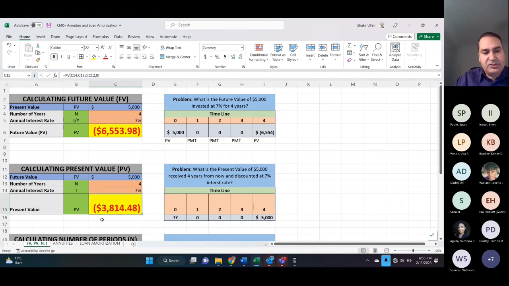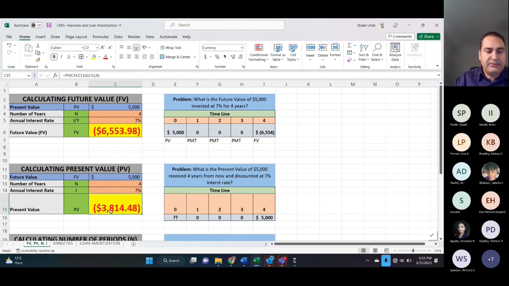Now, what does this answer mean? This means that if I lend $3,814.48 to this person, and the interest rate is 7%, and I lend it for 4 years, this should be equal to 5,000 in the future. So I should be lending this amount right now.